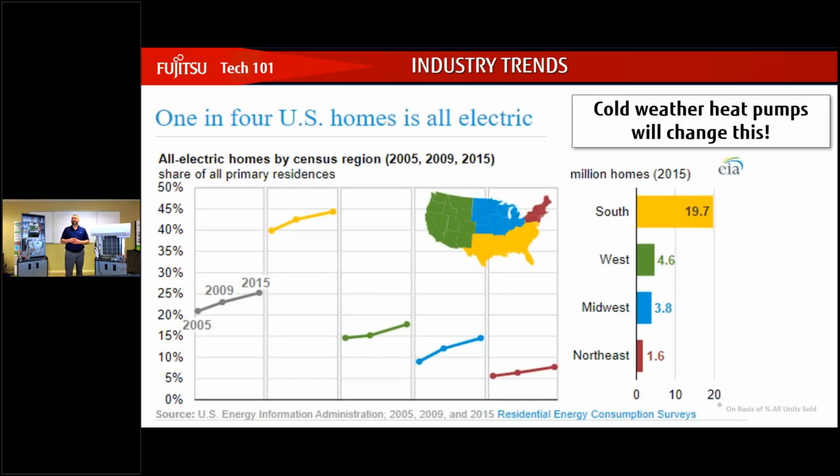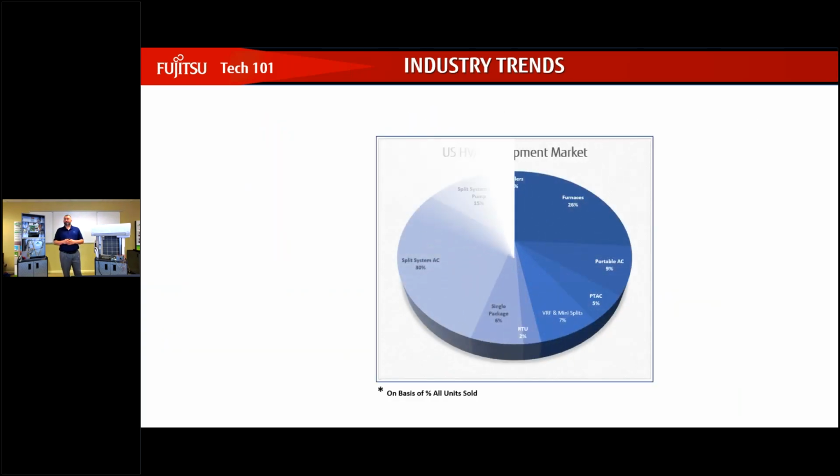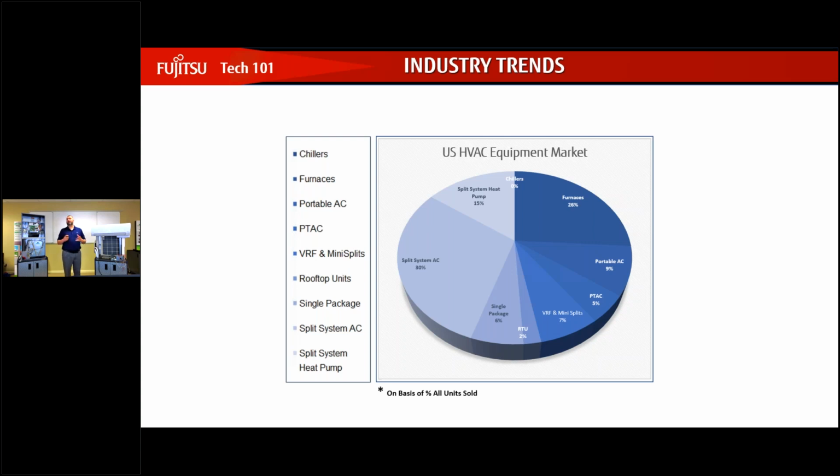All right, so you can see from this chart here, down south, right around 20% of homes are using electric as their source of heat, and our cold weather heat pump technology is really going to start to impact those environments.